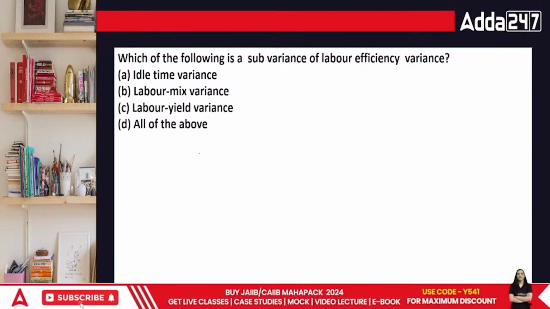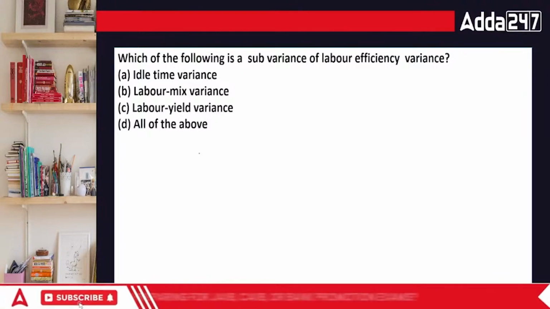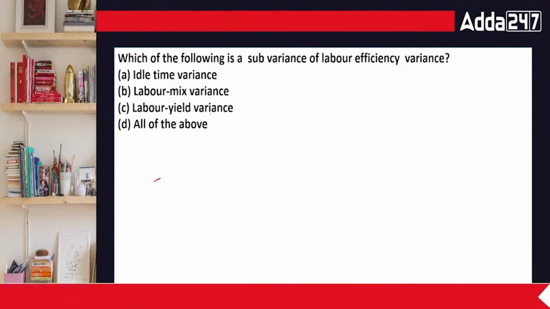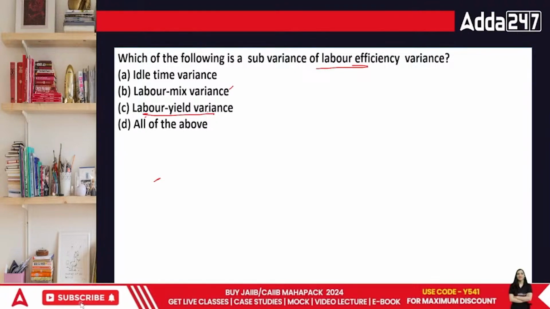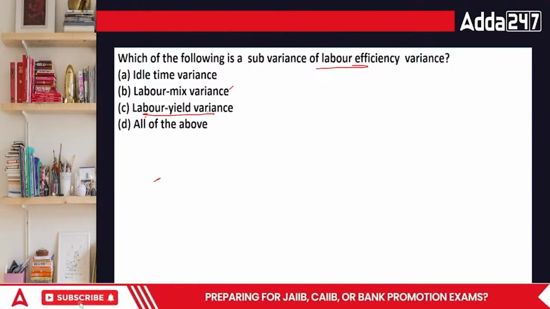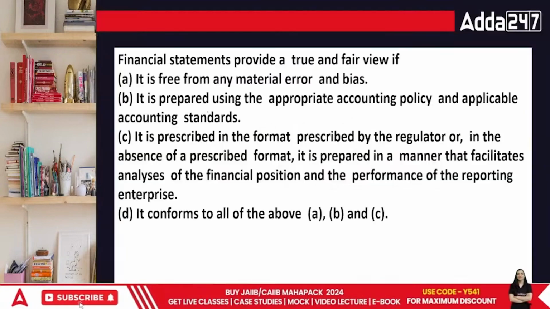Subvariance of labor efficiency. Labor yield is not a part of it. Every part is this. No, labor mix variance, this is a part of it. Okay. In terms of efficiency, it is only labor yield. That is correct. Idle time variance is a different one. For how much time the organization's people are absolutely free, that is labor idle time variance. So this is also correct.